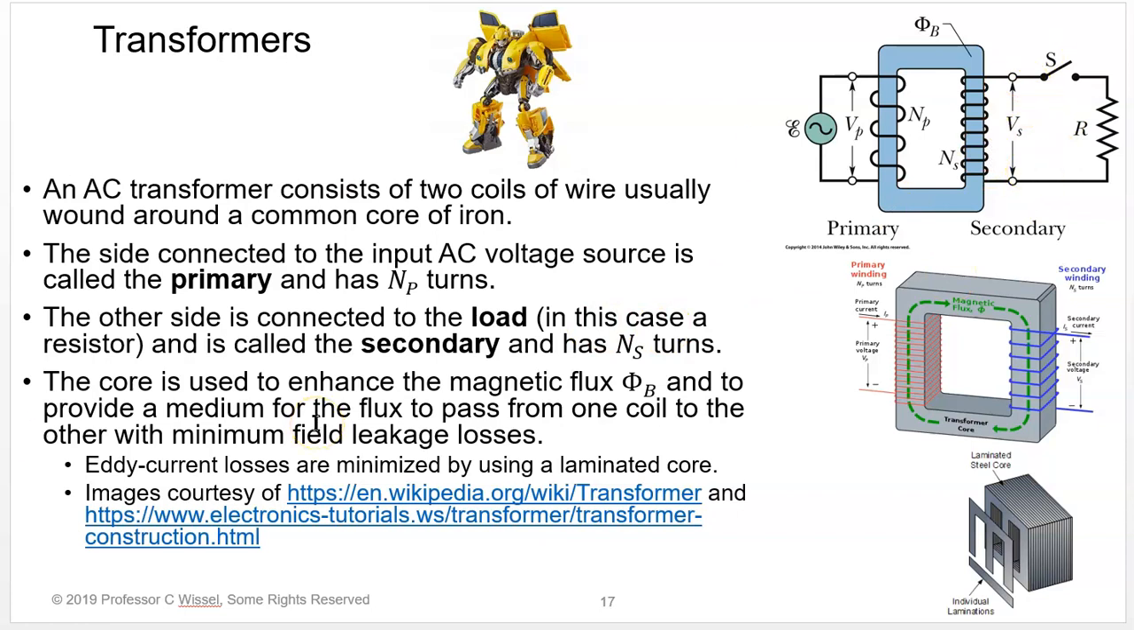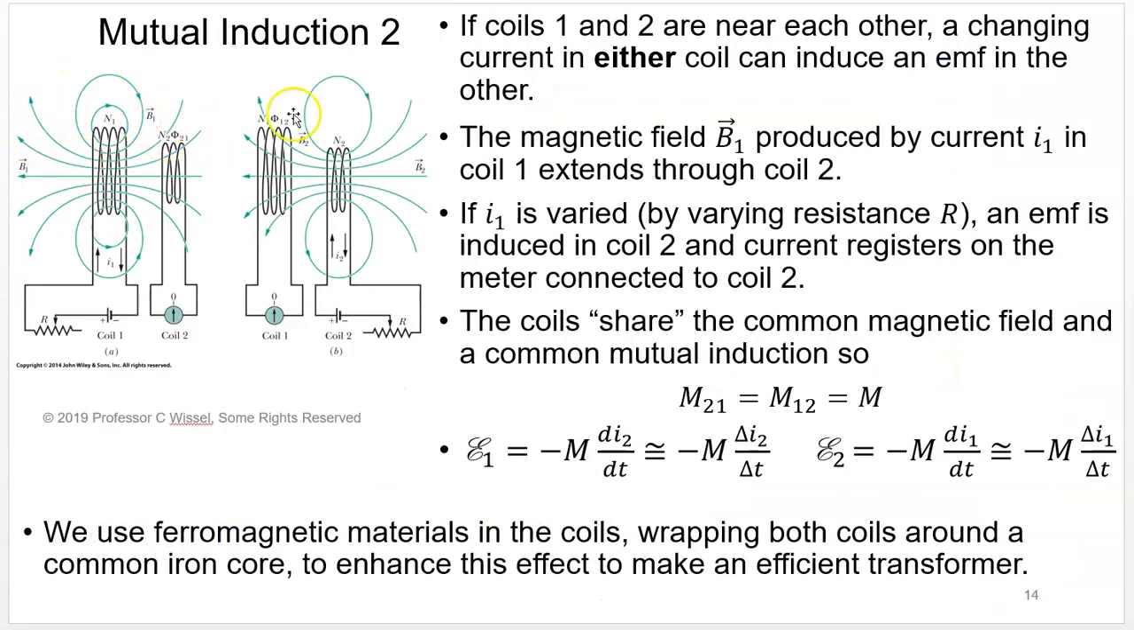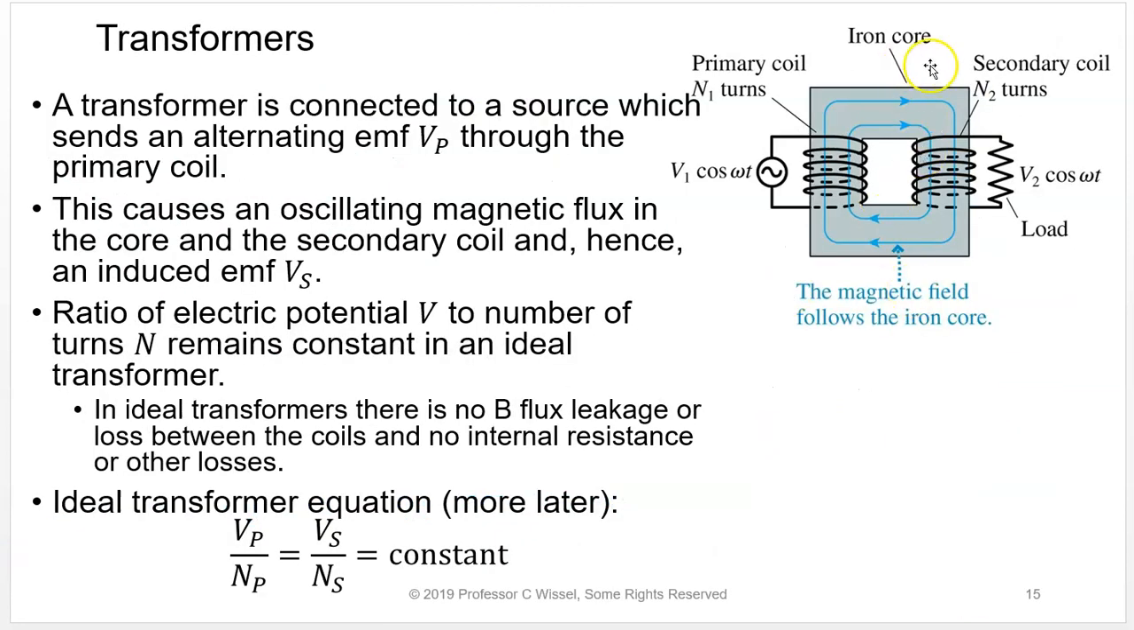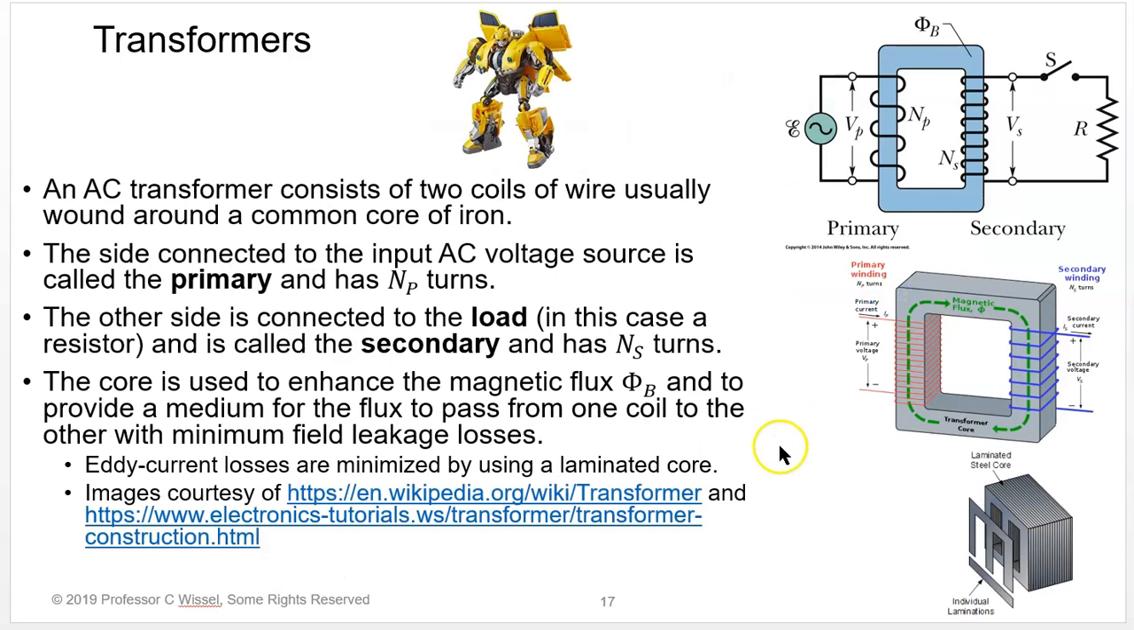The core is used to enhance the magnetic flux, and in this case, to provide a medium for the flux to pass from one coil to the other with minimum field leakage losses. What we don't want to have in a core is this, with all this fringing. We want to keep all the magnetic field inside the core, none of it outside, because we're going to see why that is in a minute.